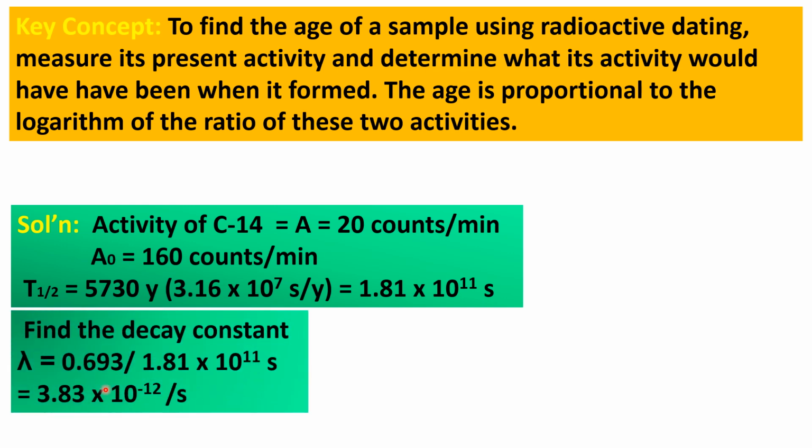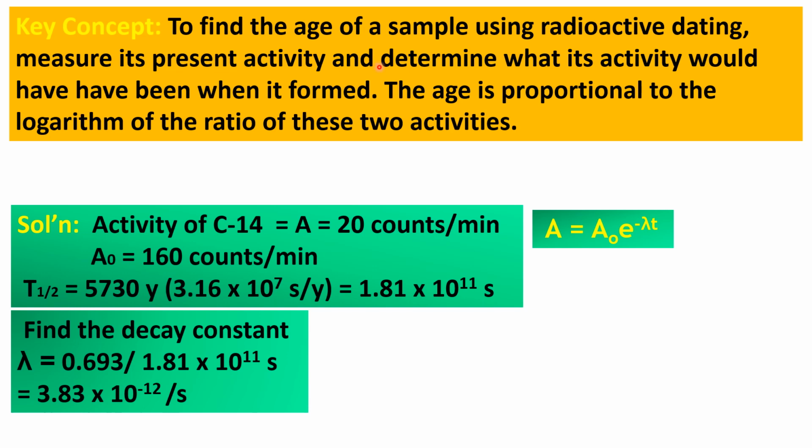We can now find the decay constant using the formula lambda equals 0.693 divided by the half-life in seconds. So our value for the decay constant lambda is equal to 3.83 raised to the negative 12 per second. So our lambda is expressed in reciprocal second. We will use the relationship between initial activity A naught and the new activity capital A using this formula: A is equal to A naught multiplied by Euler's number raised to the negative lambda t power.